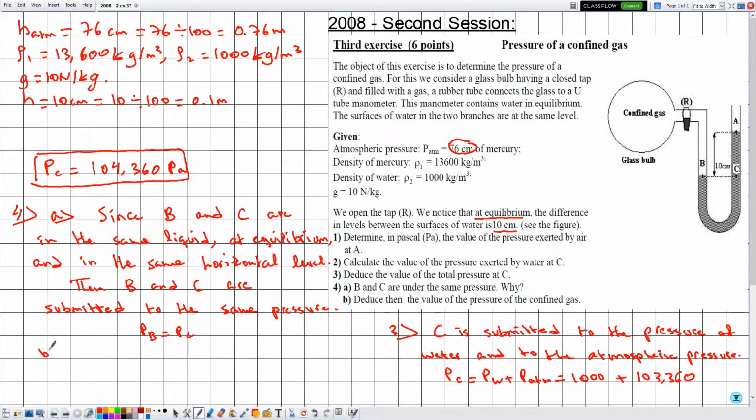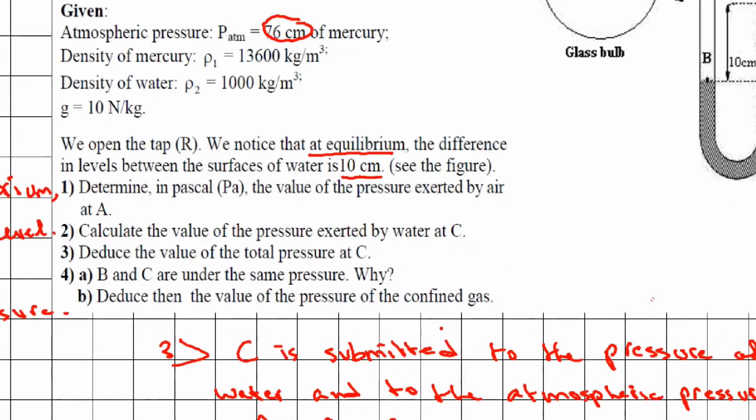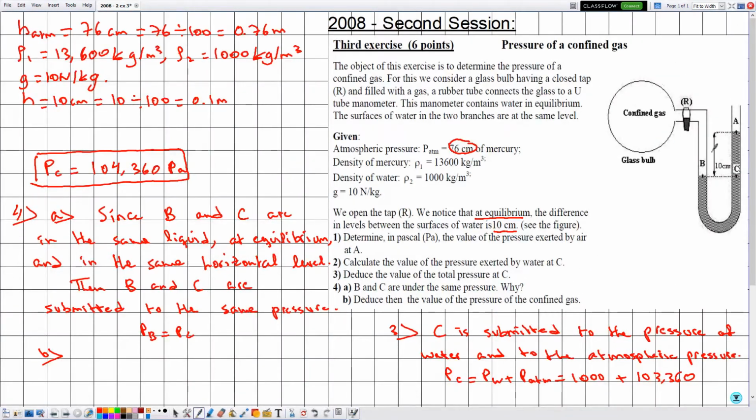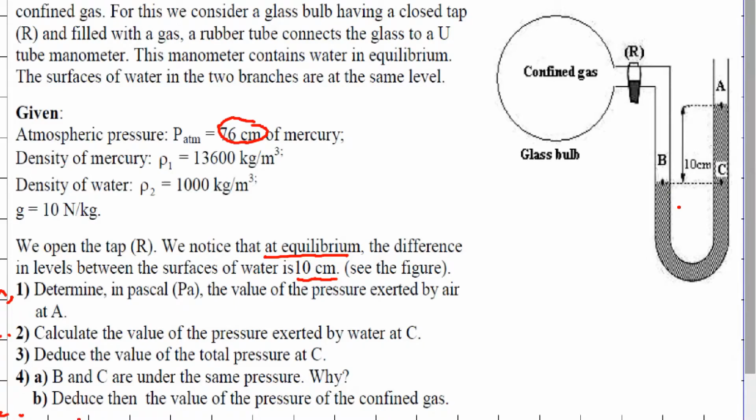And now in part B, deduce then the value of the pressure of the confined gas. By deduce, it means that we need to use the previous part. In the previous part, we have determined an equality between the pressures at the point B and the point C. We have that PB is equal to PC. So what does the pressure of the confined gas represent? It is the pressure at the point B, because whenever we are interested in determining the pressure, we always look upward. So notice that B here is submitted to the confined gas. In other words, it is submitted to the pressure due to this confined gas. So we are interested in determining the value of PB.